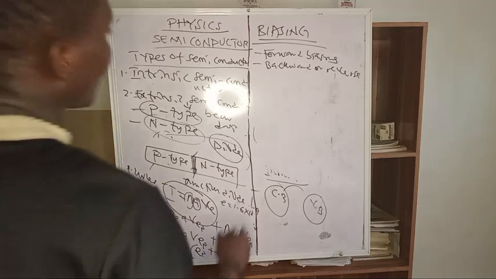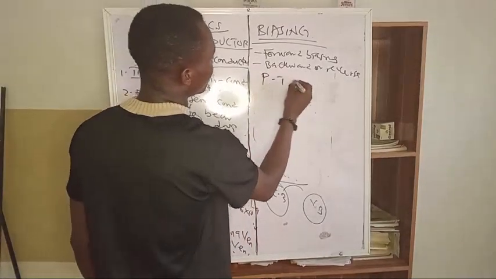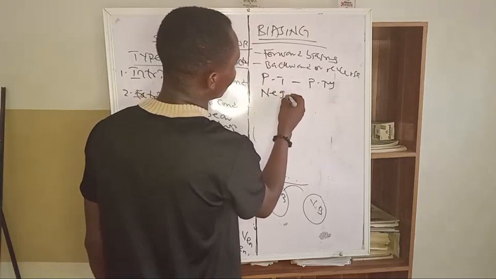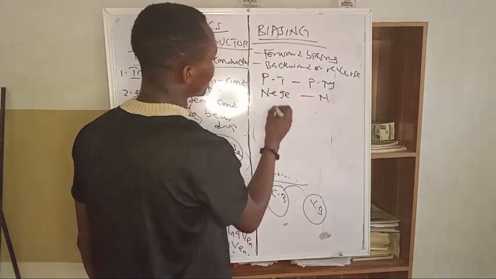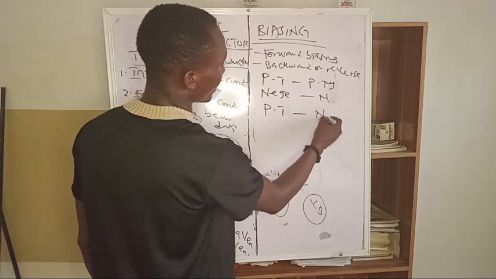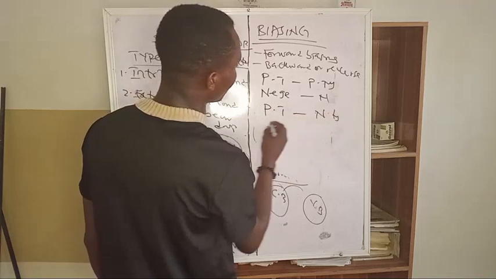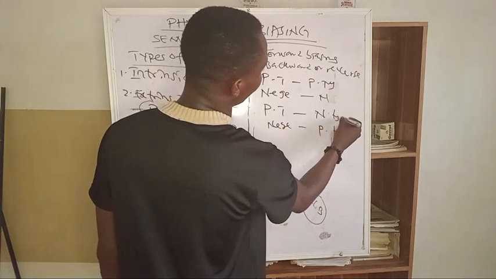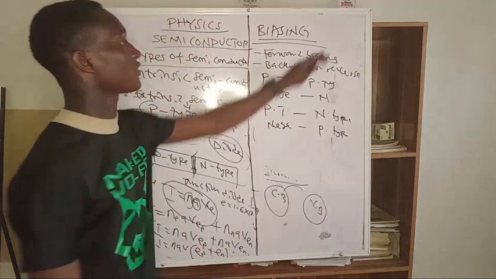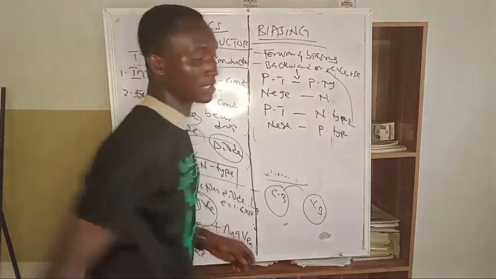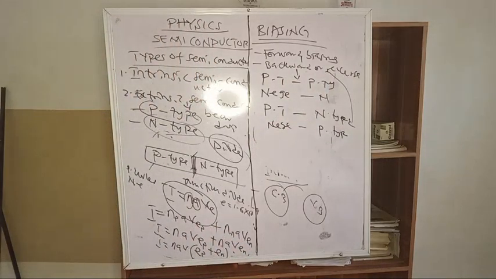So at forward biasing, the positive terminal is connected to the P type, while the negative free moving electron is connected to the N type. But at backward biasing, the positive terminal of the cell is connected to the N type, while the negative free moving electron is connected to the P type. That's what we have at both kinds of biasing. This one is for forward, while this one is for reverse biasing. So take note of that. Quite important. Now let's look at what happens in both.